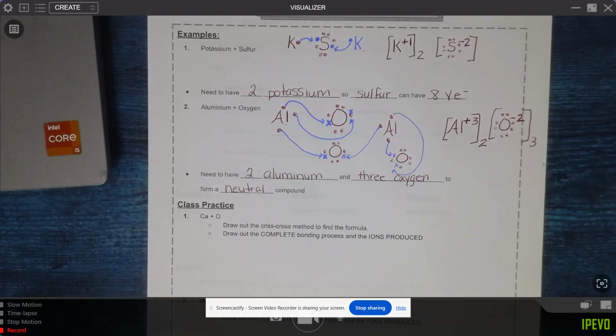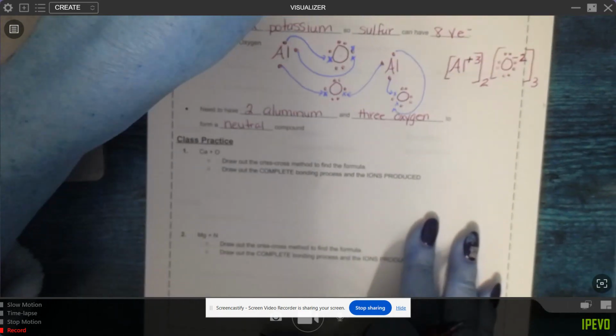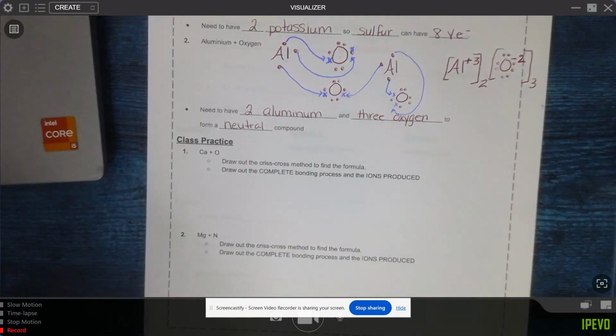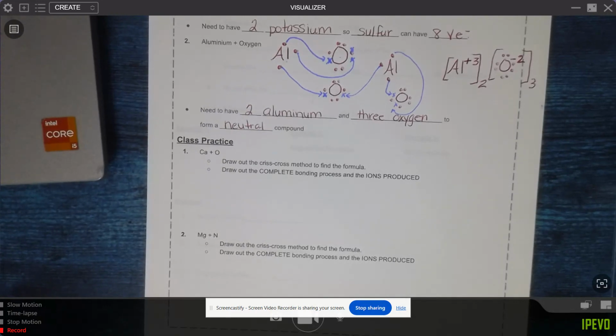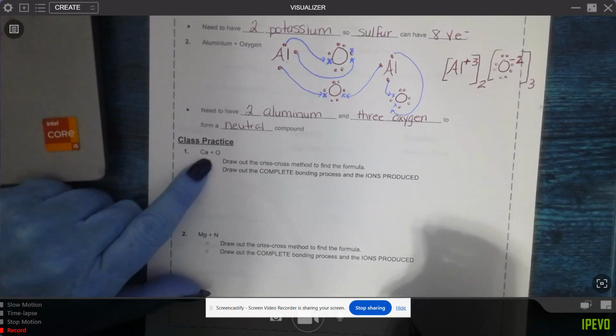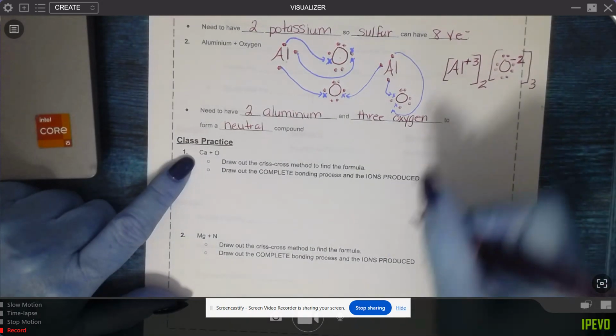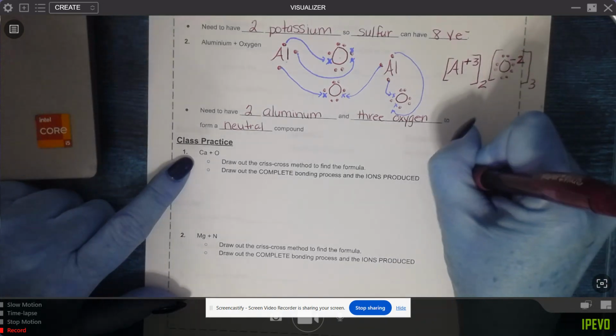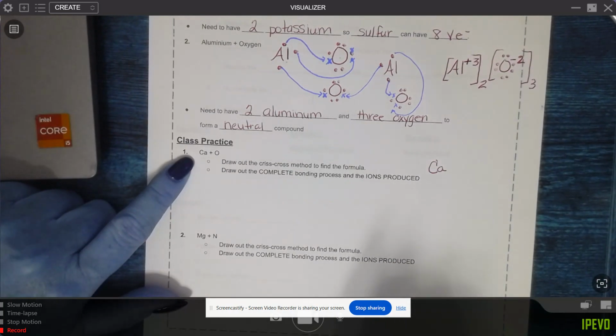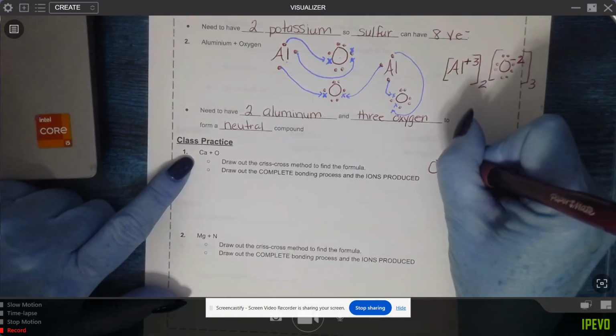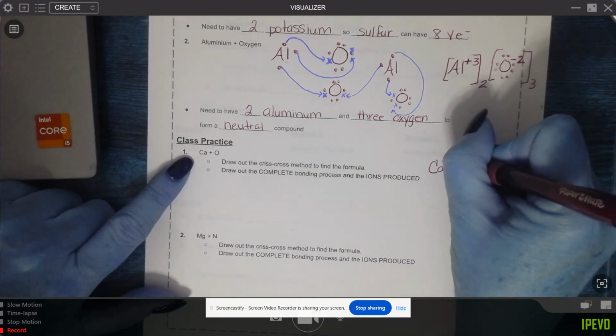Okay, so now we're going to do something a little bit different. And this is called the crisscross method. The crisscross method allows us a much easier way to figure out how many of each element there are. So if we look at calcium and oxygen, what I want you to do first is look at calcium on your periodic table. It's in group 2. So that means that calcium will form a +2 ion.